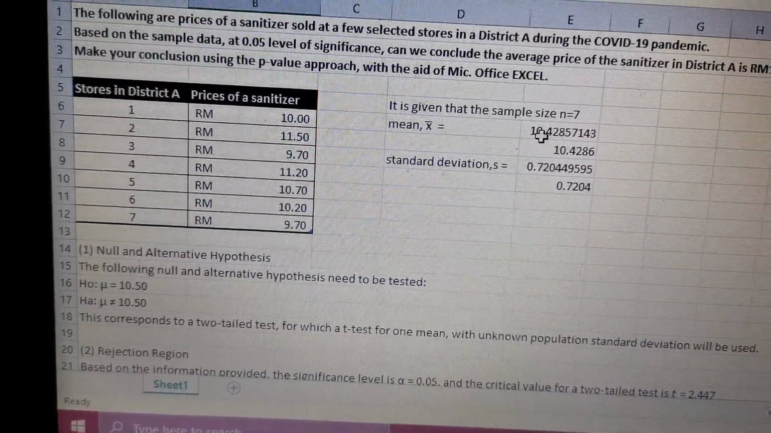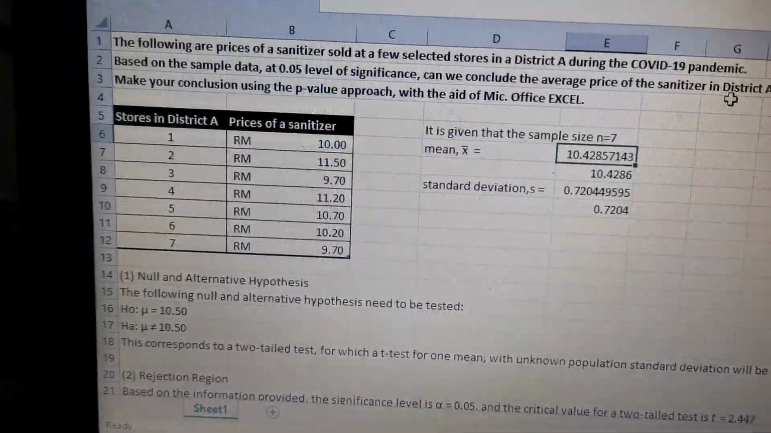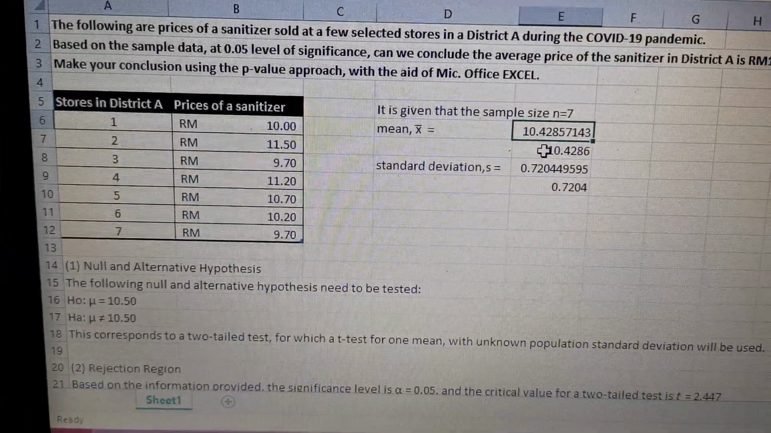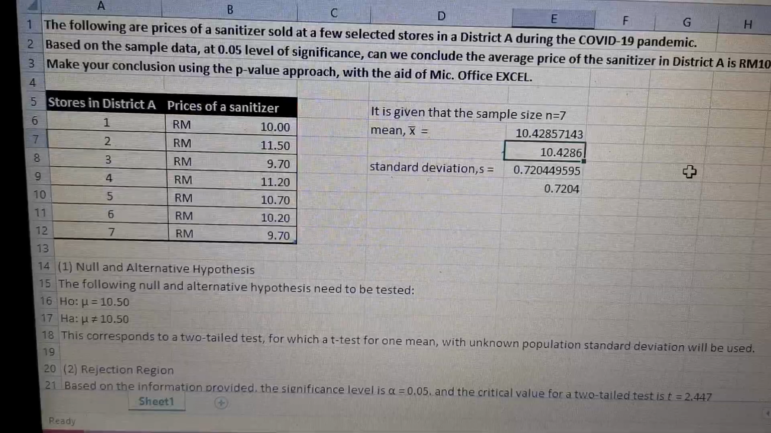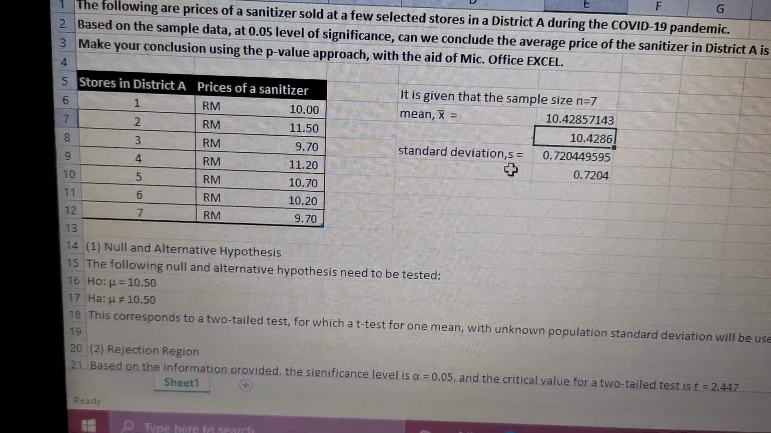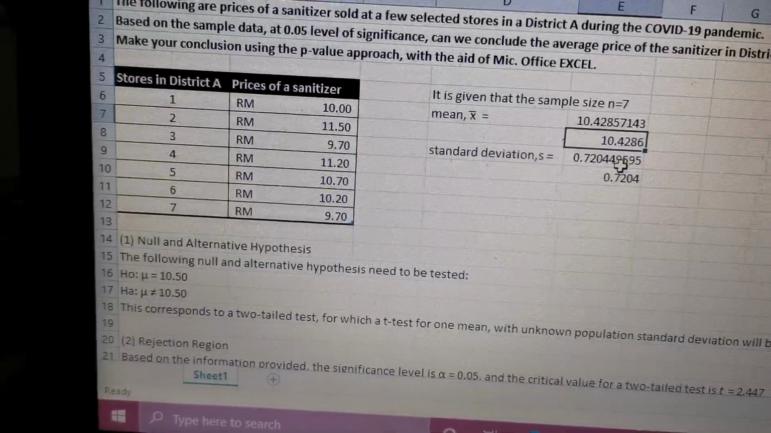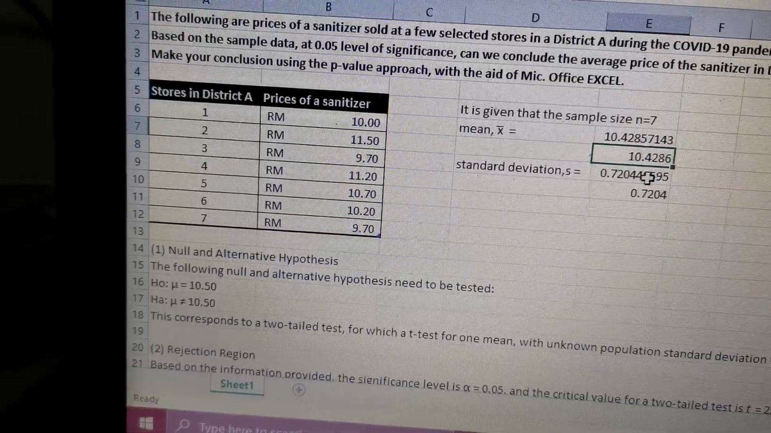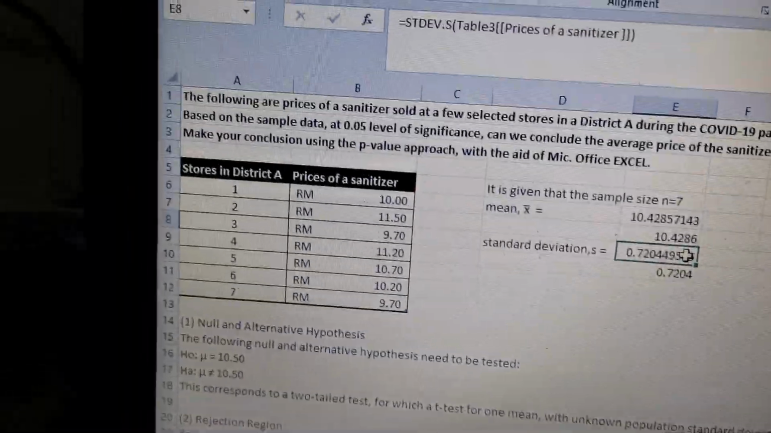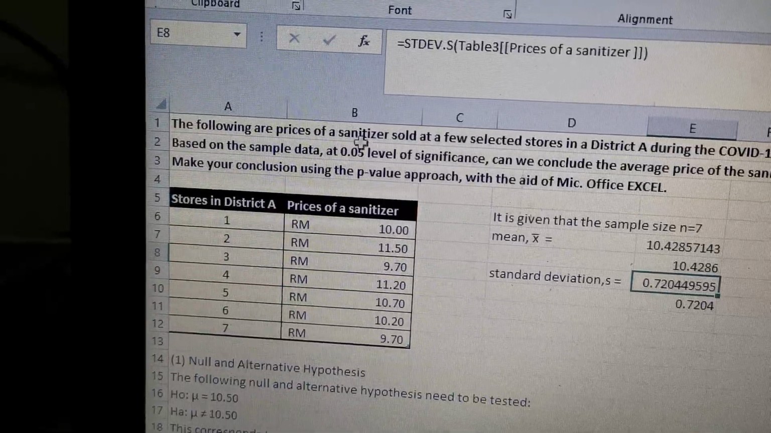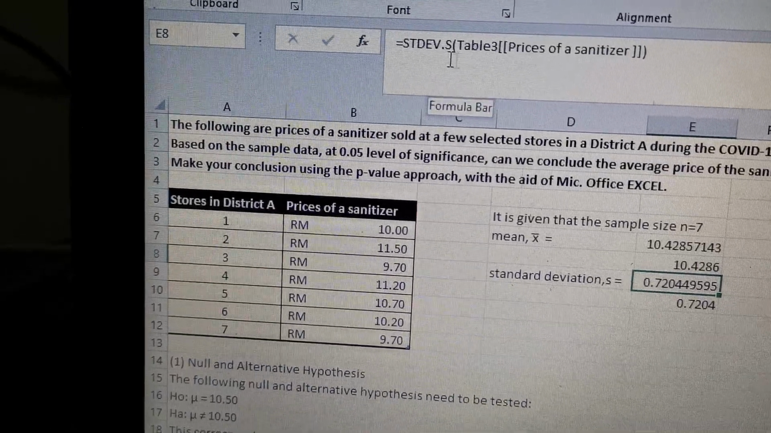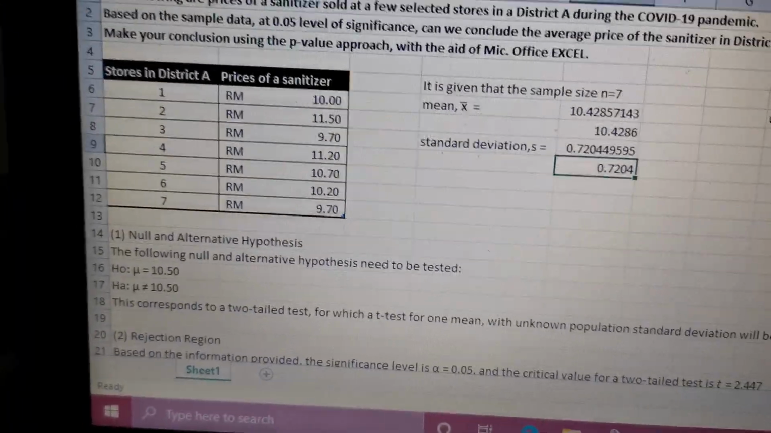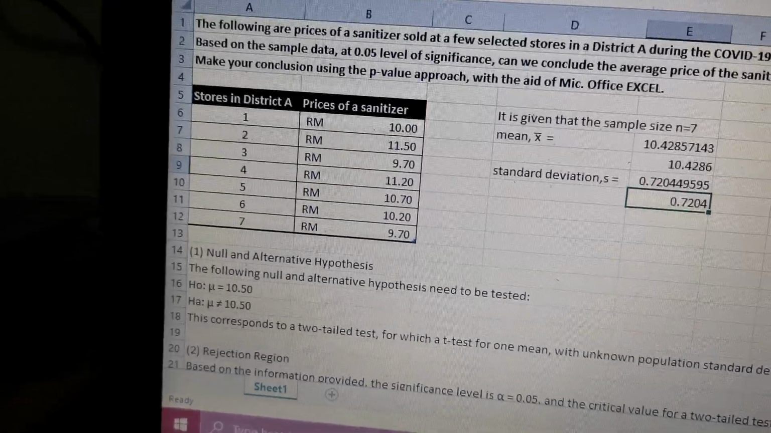The mean is calculated by the formula in Excel, which is equal to average. The answer for mean is 10.4286, rounded off to 4 decimal places. The standard deviation is also calculated by the formula in Excel, which is STDEV.S, and equal to 0.7204, which is also rounded off to 4 decimal places.